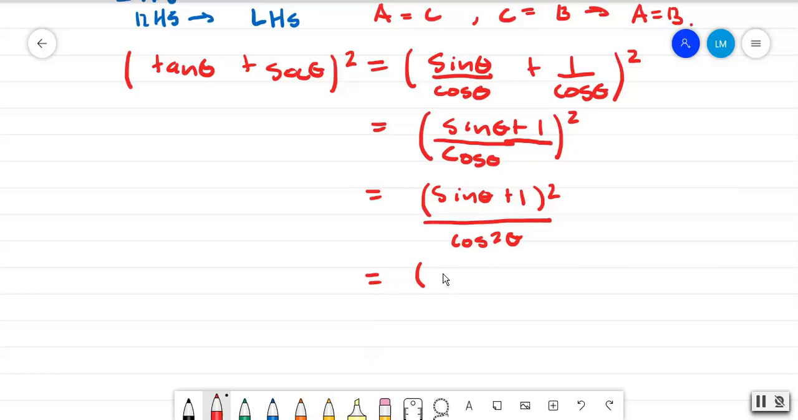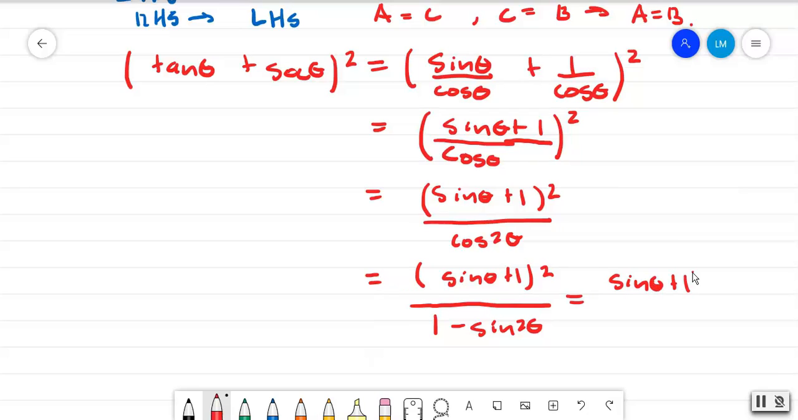Now, let's say that we have sine theta plus 1, squared. Cosine squared is actually 1 minus sine squared theta. However, I know that this can be factored. So you have sine theta plus 1 to the second power, all of this divided by 1 minus sine theta multiplied by 1 plus sine theta.